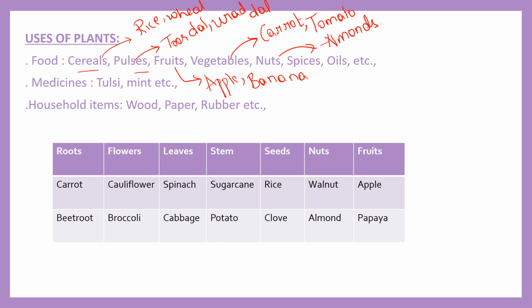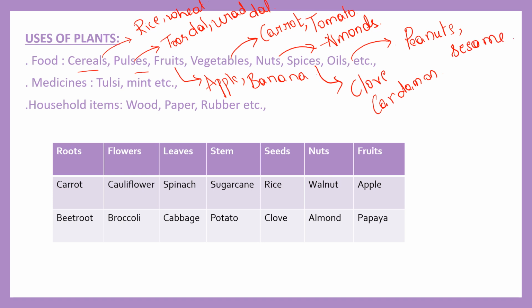Okay, and how about the spices like clove, cardamom? Okay, and how about the oils? Oils will be like, how do you get oils? When we crush the peanuts, groundnuts, or sesame seeds, we get oils. Okay, this is about the food.